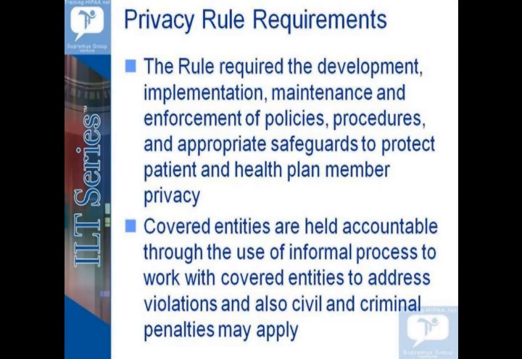Also, covered entities are held accountable through informal processes to work with covered entities to address violations, and also civil and criminal penalties. The accountable agency, or the agency that will hold covered entities and now also business associates, or soon to be business associates, is the Office for Civil Rights. Now, originally when the privacy rule was effective, the Office for Civil Rights had been designated as the organization that was responsible for education, enforcement, and management of the privacy rule. Now also the Office for Civil Rights is responsible for security enforcement, auditing, and so forth.